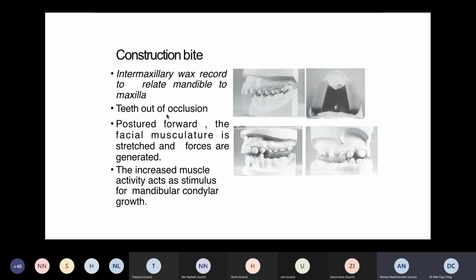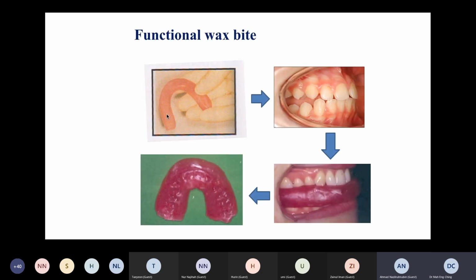With the posture of the lower jaw forward, the facial musculature or muscle is stretched and forces are generated. This is the principle of myofunctional. You position the lower jaw forward, then hopefully the muscle will generate forces that pull the upper jaw backward and the lower jaw forward. The increased muscle activity acts as a stimulus for mandibular condyle growth. This one we also talked about.